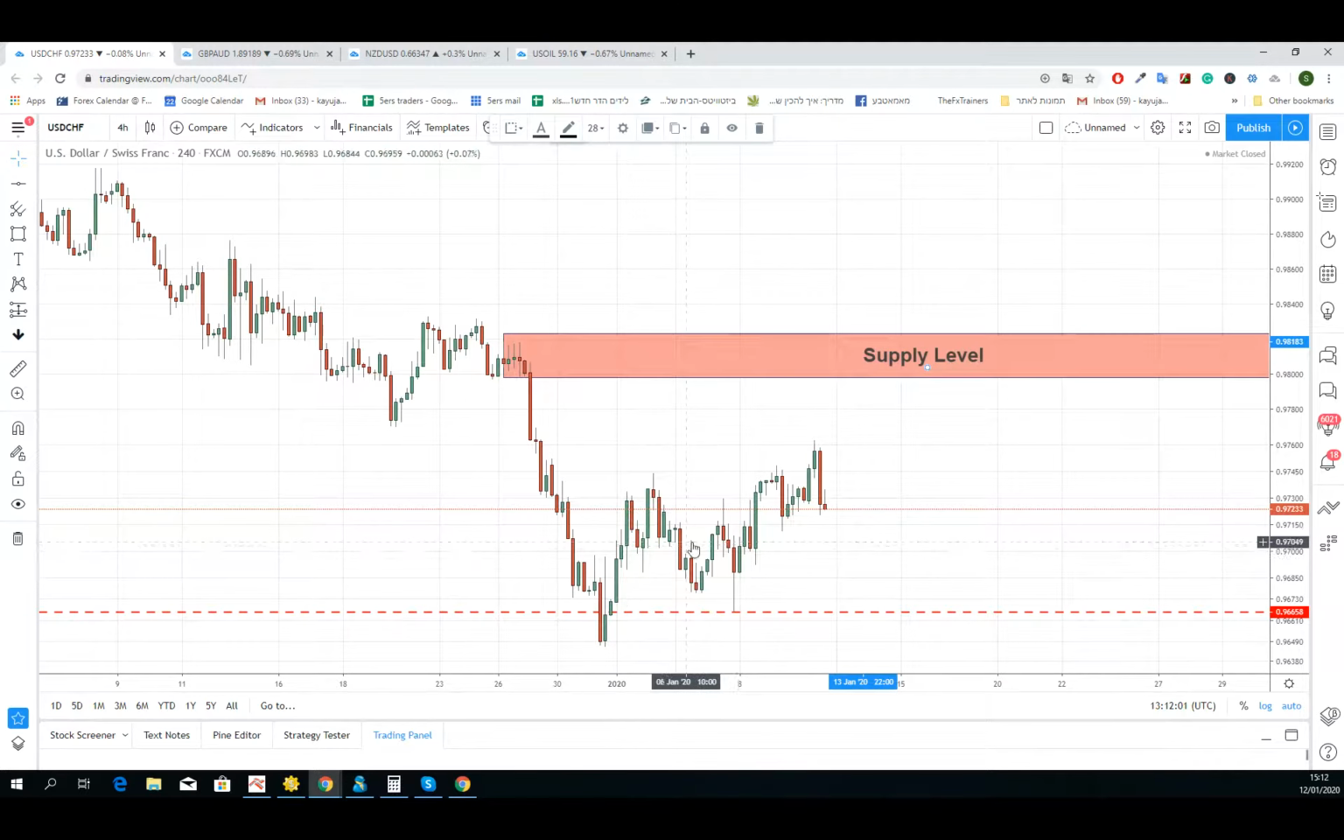And so far the price is struggling to get up to this supply, and the longer it takes, the better. If it takes longer and longer, it's much better for us. It indicates that this uptrend is kind of powerless, and if we get with this powerless movement to this powerful level, it's a good combination. So I'll sell this supply. My first target will be definitely this support here below.